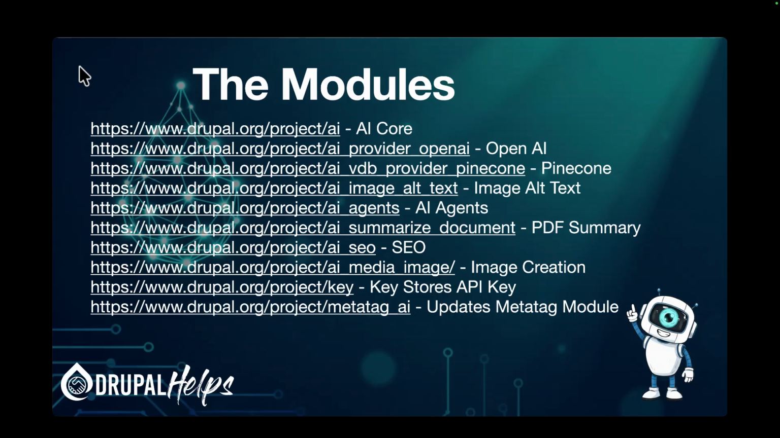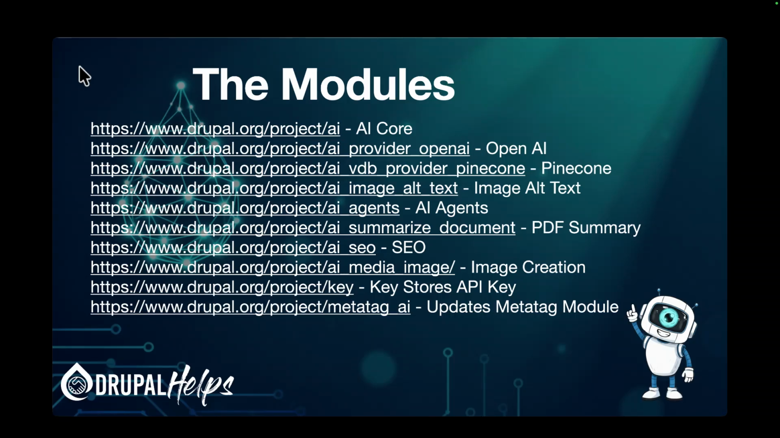Image alt text is probably my favorite thing of all. I'll show that to you. Agents. Summarized document for PDFs. I just went to that excellent AI PDF session a minute ago, and I gotta tell you, wow, what an amazing solution they've come up with. SEO, image creation, waste of time. Waste of time right now. So it's there, doesn't work. I'll talk about that. You need your Key module, of course, the key project, that stores your API keys.